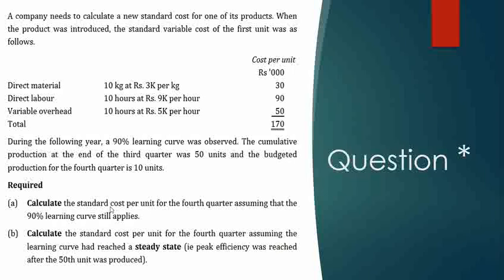So they are asking the standard cost per unit, not the cost for fourth quarter. They can ask either for cost for fourth quarter, which means the cost for this 10 units. Here they are asking the cost per unit, which means we want to find the total cost for fourth quarter and we should divide by 10, then we can find the standard cost per unit in fourth quarter.